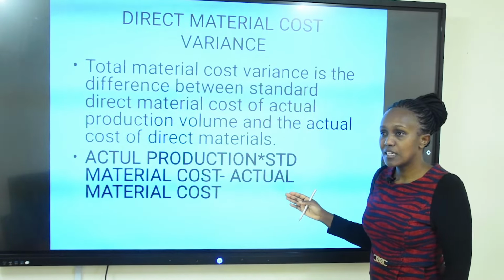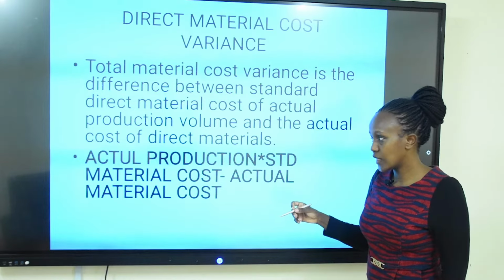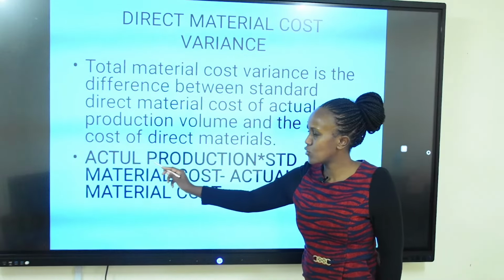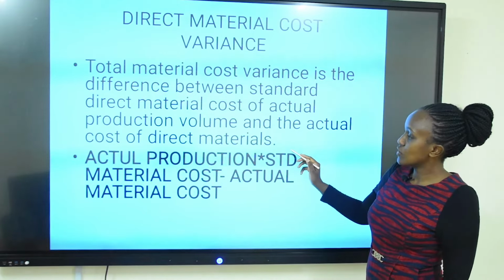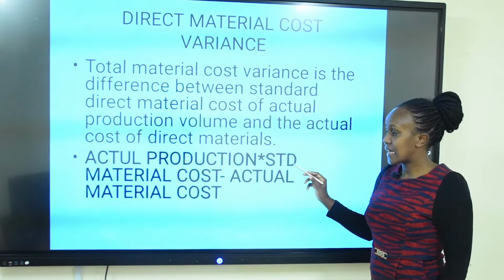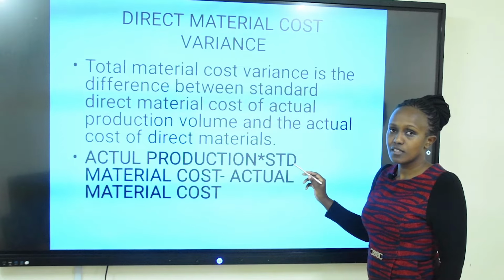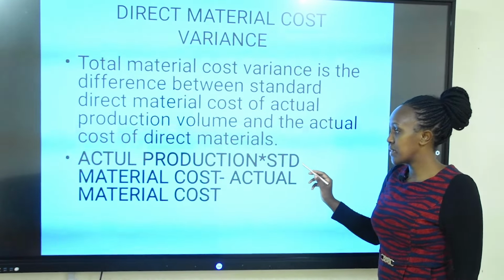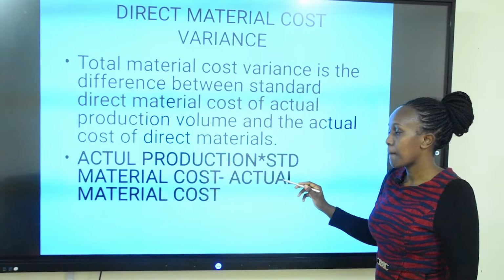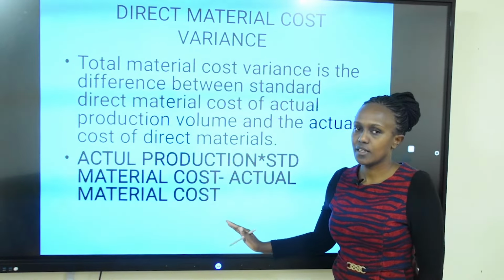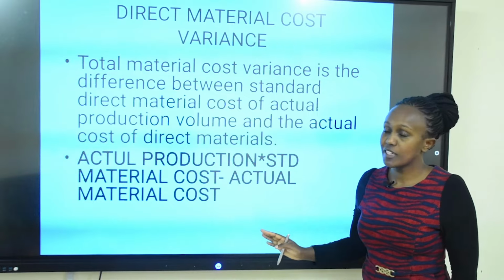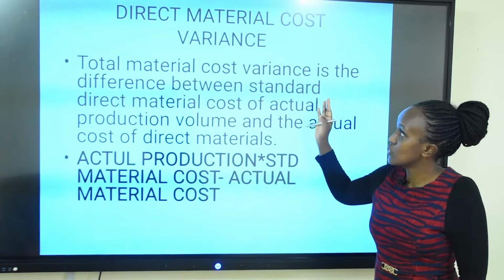We are going to be basing it on the actual production. So we are going to say that for this, the actual production, you multiply by the standard material cost. Actual production, you multiply by the standard material cost. Then you less the actual material cost. So this is just one of the formulas that we can use to get the direct material cost variance.